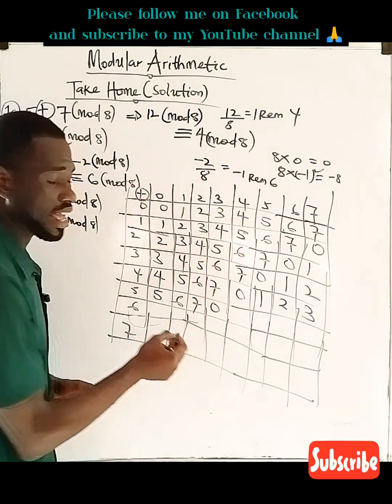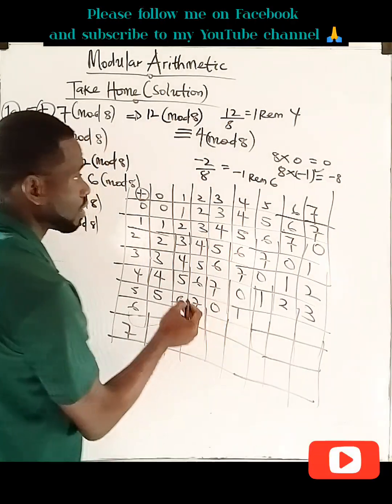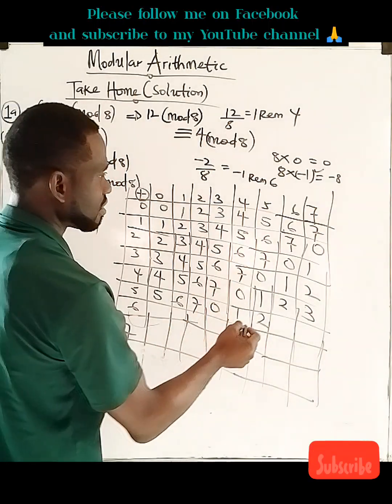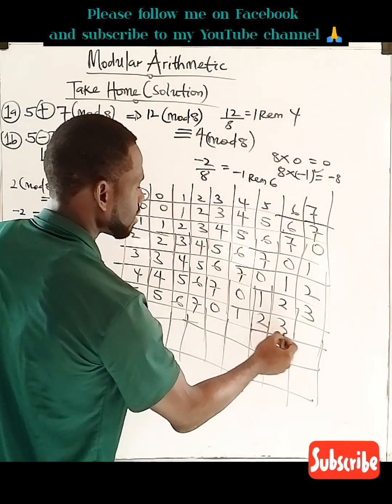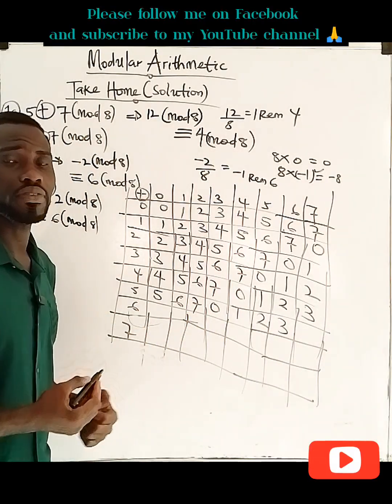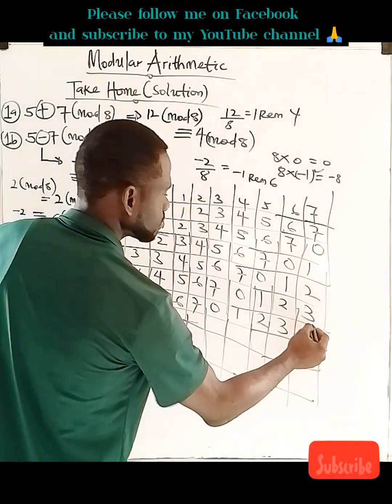5 plus 4 is 9, 8 and 9 is 1, remainder 1, we write our 1. 5 plus 5, 10, 8 and 10, 1, remainder 2, write our 2. 5 plus 6, 11, 8 and 11, 1, remainder 3, write our 3. 5 plus 7, 12, 8 and 12, gives us 1, remainder 4. So we're done with that.